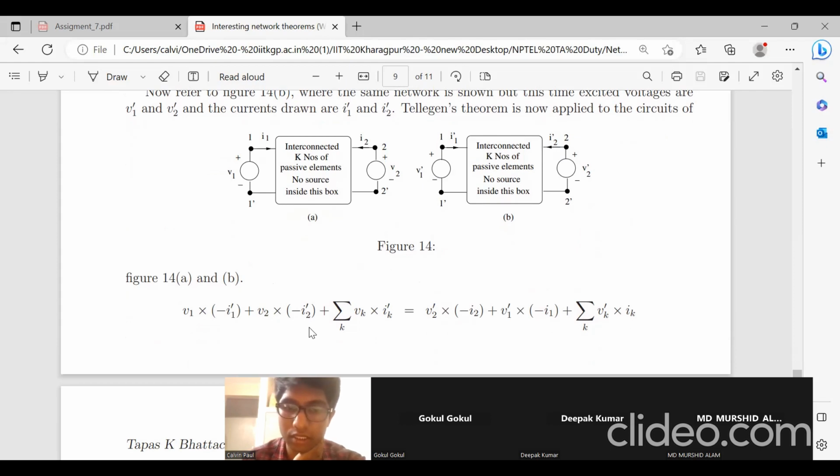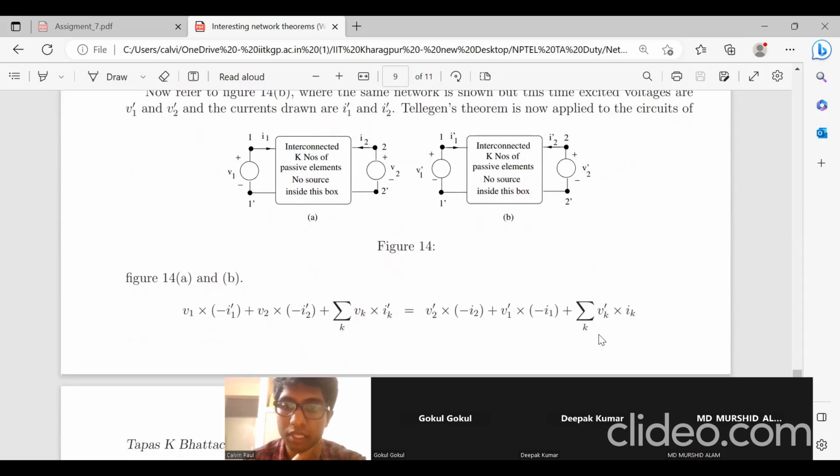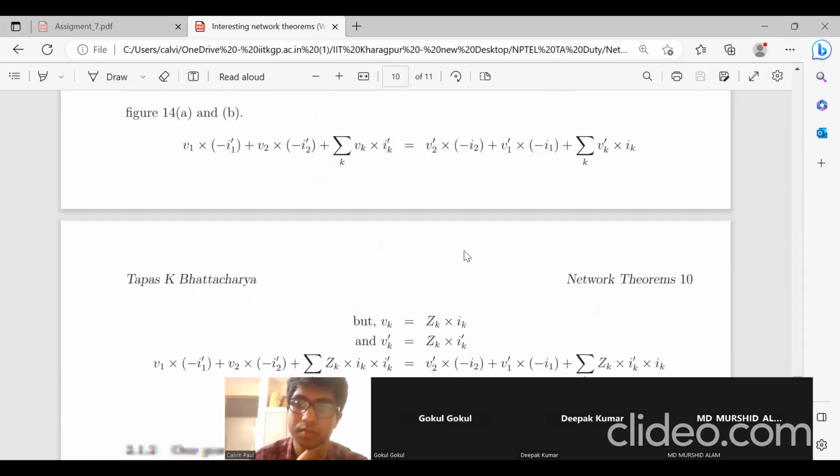So V2 into minus I2 dash plus the summation over K of Vk into Ik, like the voltages across the K number of passive elements into the currents flowing through those elements in this network. We will consider that. Similarly, V2 dash into the current flowing minus I2, plus V1 dash into minus I1, plus the summation over K of Vk dash, the voltages in this network, into Ik, the currents in this network.